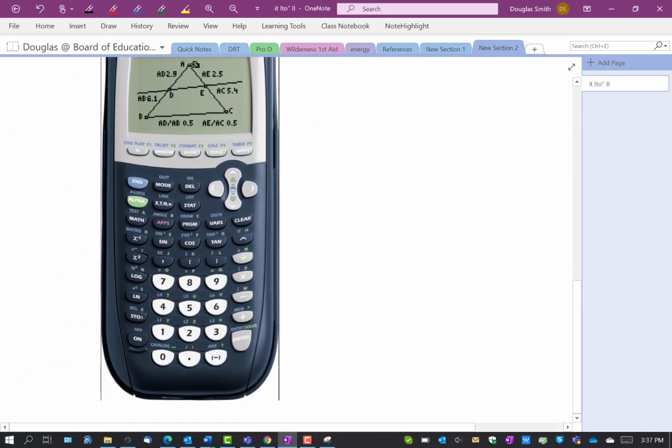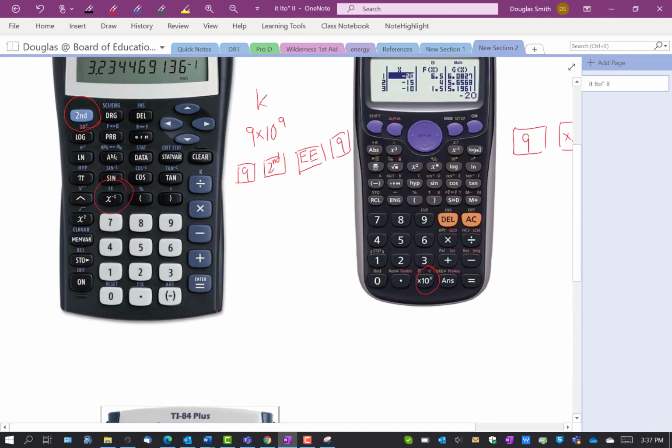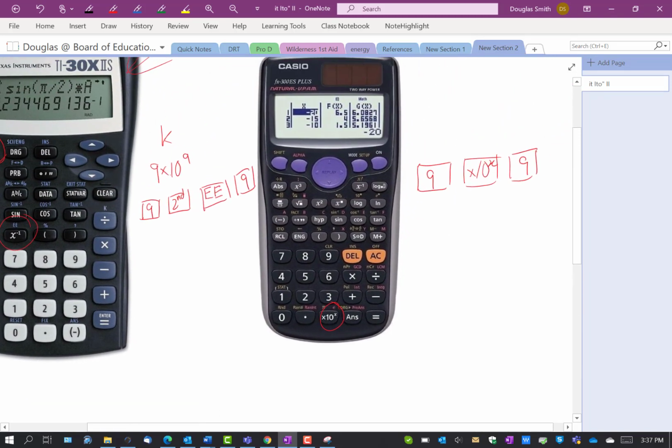The Texas Instruments TI is the same for this one. It's this EE key. So that's how you punch in scientific notation, and that's for sure how you should be doing it on your calculator. The reason is it helps out, especially when you're using squares and square roots.